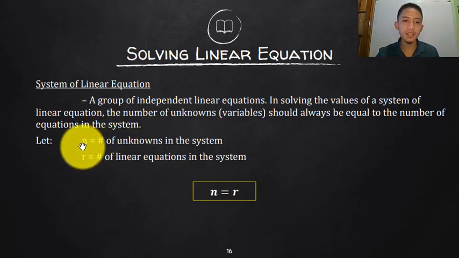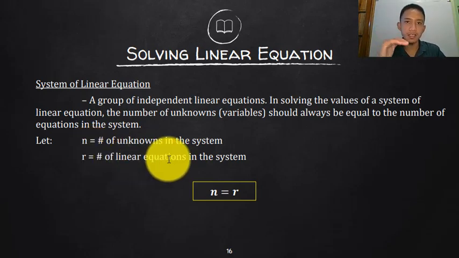Okay, so let's say n is the number of unknowns in the system. If we say system, we are considering the group. So what you're going to do is count the number of variables. How many variables are there? Let's say there's only x and y, therefore there are only 2 in all of the equations. Let's say there are x, y, and z, there are 3 in all of the equations. I will explain that further later on. And of course, r there is your number of equations in the system, the number of individual or independent linear equations in your group. That number of linear equations should be equal to the number of unknowns in the system, so that you can solve this linear equation system.